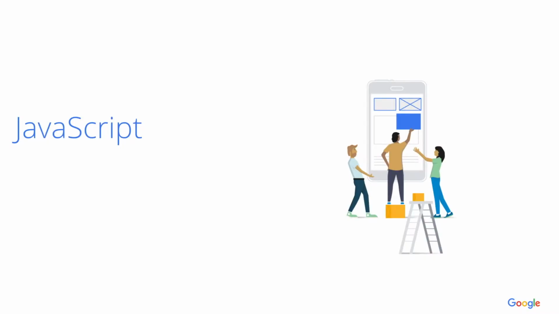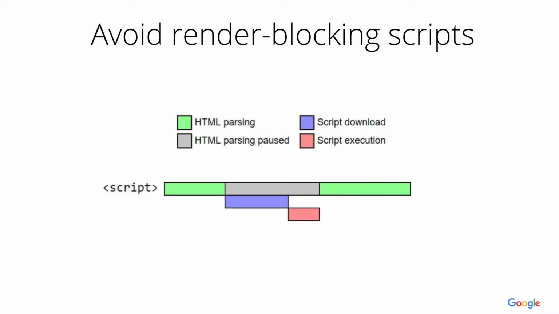Let's now talk about the JavaScript optimization. So first thing first, and I think it will sound very basic for you, but you should avoid render blocking scripts. Render blocking scripts are the scripts that you put in the head of your page that are slowing down the visual rendering of your page.